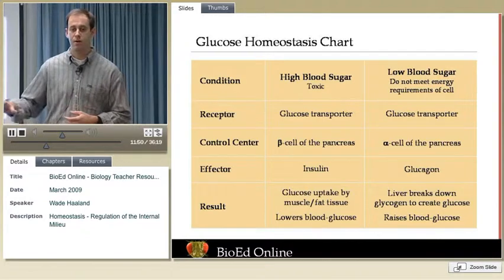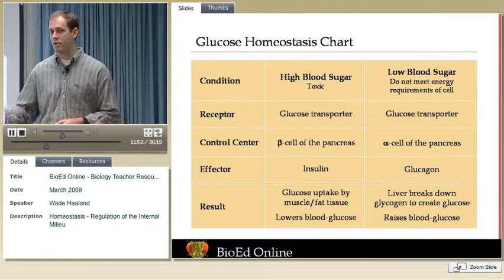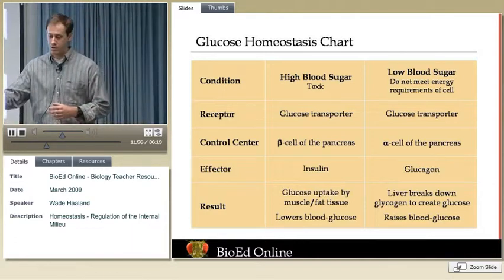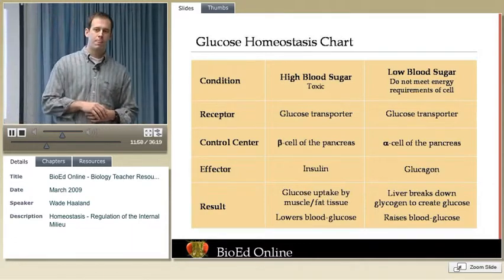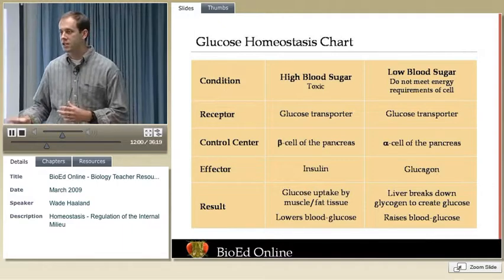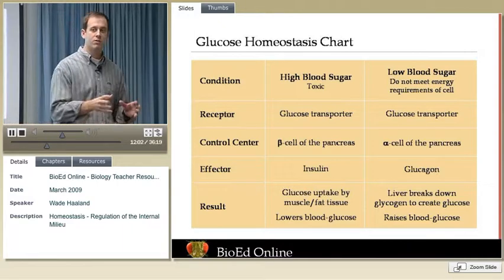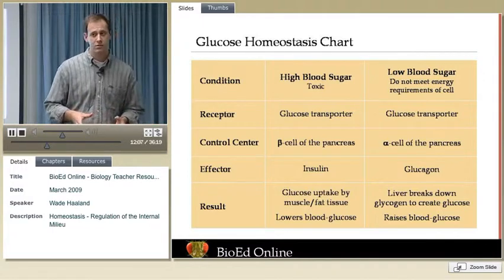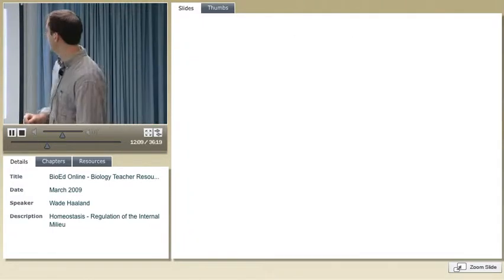We might turn to burning fats. Eventually, we'll turn to burning muscles. We will turn to alternative energy sources, but the energy source is maintained. So low glucose is not toxic to our cells. It's just not going to allow us to have enough energy. High glucose, on the other hand, is very toxic to us, and so we can't have that.